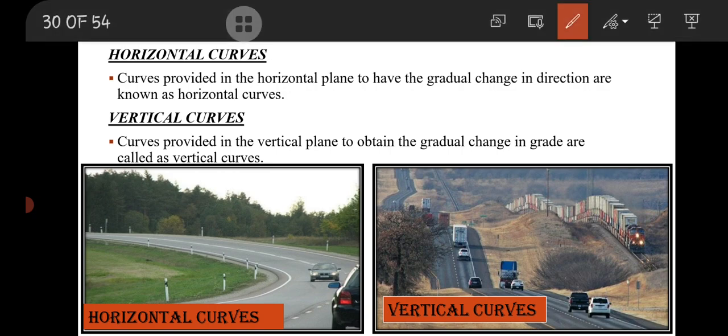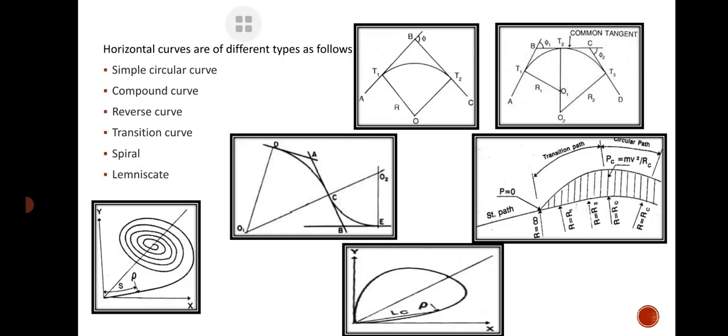If the curve is in the horizontal direction, it is called a horizontal curve, and if the curve is in the vertical direction, that means in grade, it is called a vertical curve or simply gradient. Then the different types of curves are simple circular curve, compound curve, reverse curve. This is a simple circular curve, this is a compound curve, this is a reverse curve, this is a spiral curve, this is a lemniscate curve, this is a transition curve.